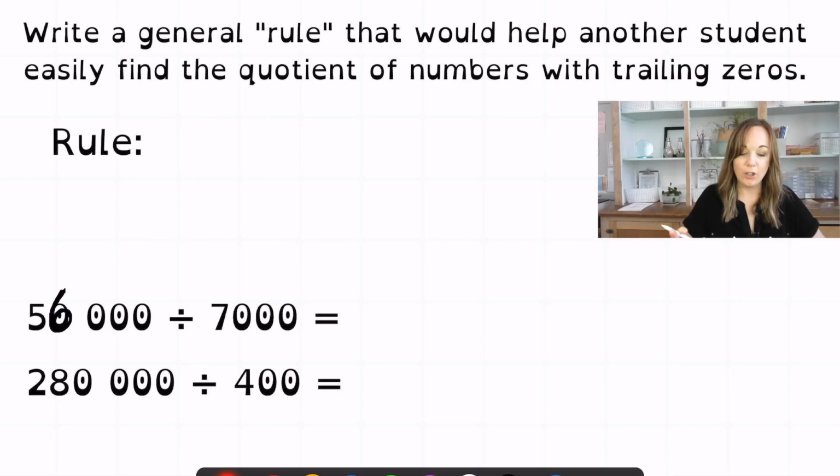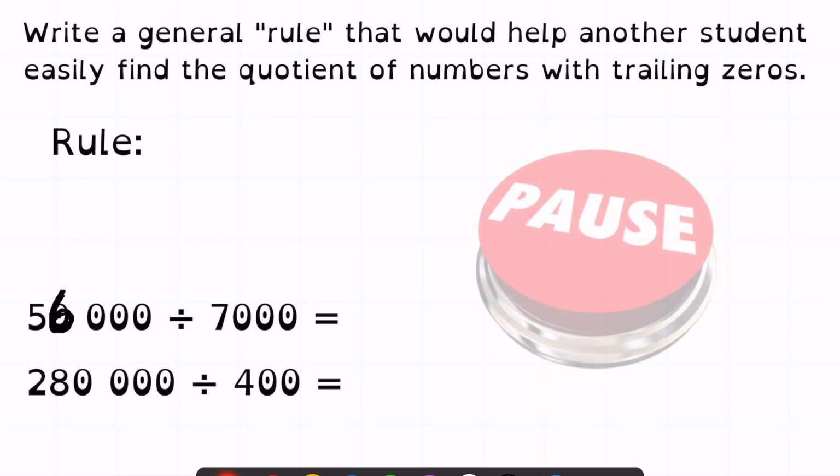Can you write a general rule that would help another student easily find the quotient of numbers with trailing zeros? Pause for a moment and see if you can write out a rule or strategy to help with this type of question.